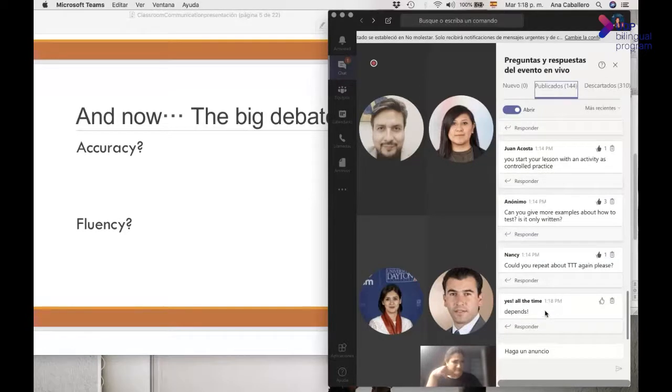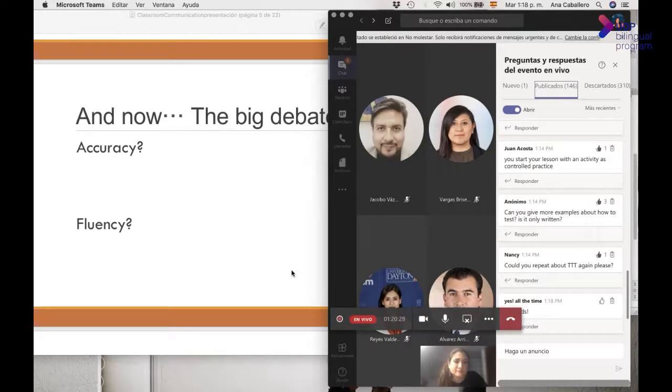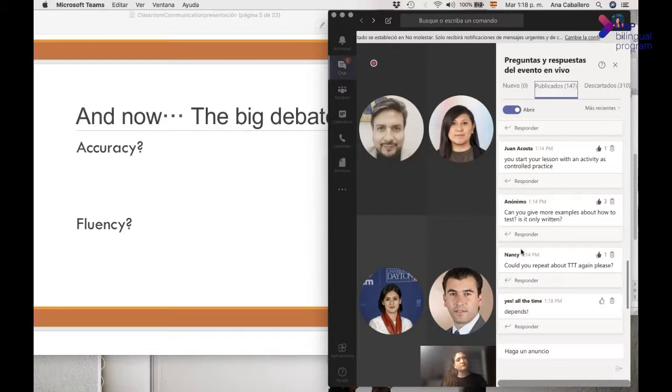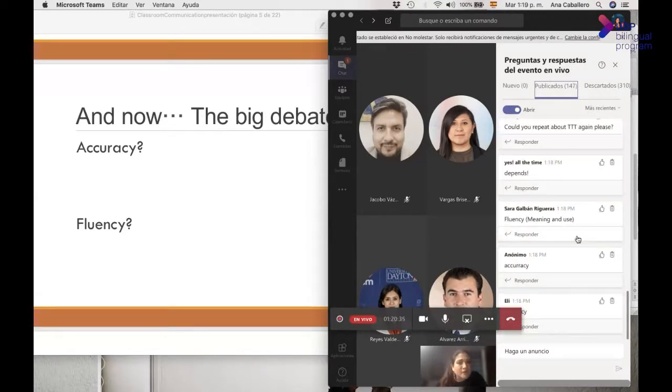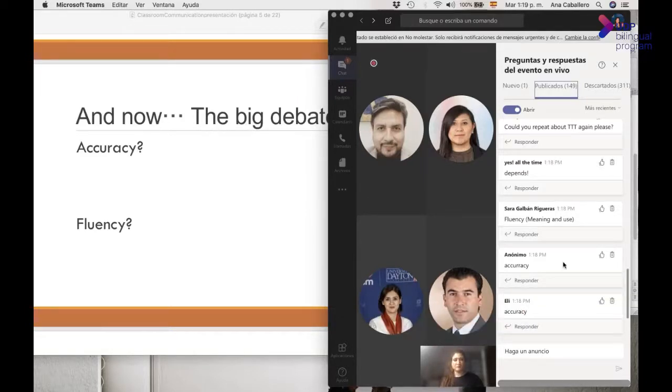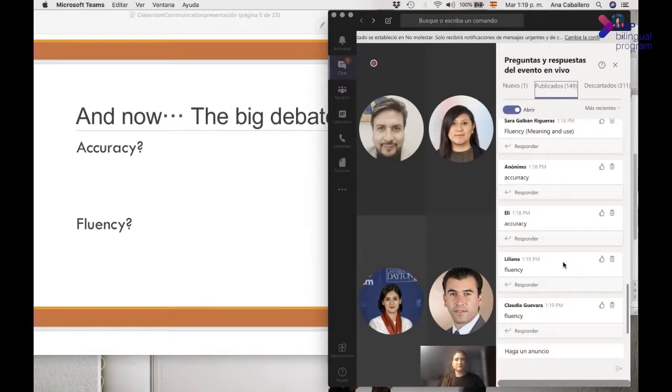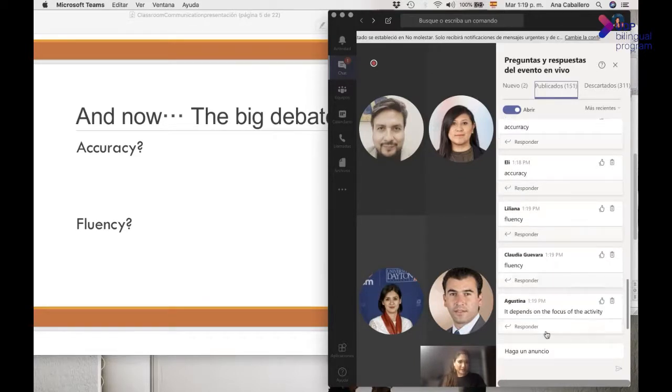Depends. Good. Yes, all the time. Yes, it depends. More answers, please. Accuracy or fluency? So, accuracy. Accuracy. Okay. More fluency. So we have 2 against 2. It depends on the focus of the activity.